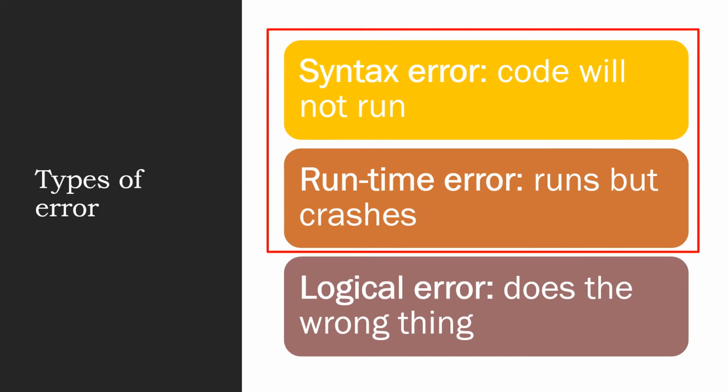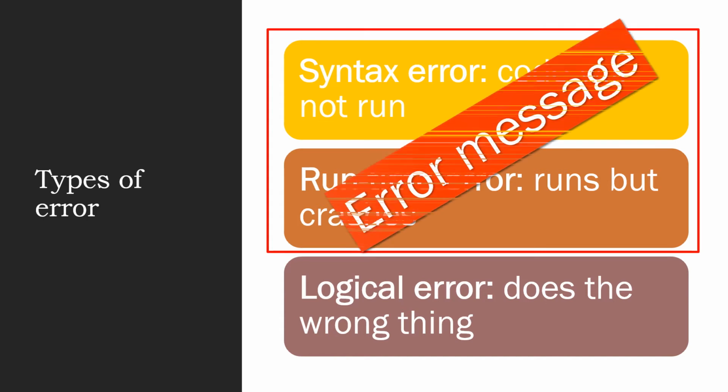The first two types of error, syntax and runtime error, are easier to spot because we get error messages. With a logical error, we don't get an error message because the computer doesn't know what we're trying to do with our program, so it can't give us an error message. So that type of error is somewhat harder to spot.